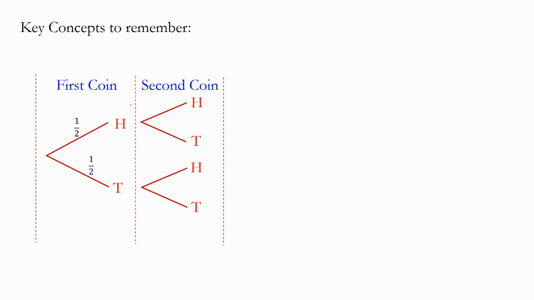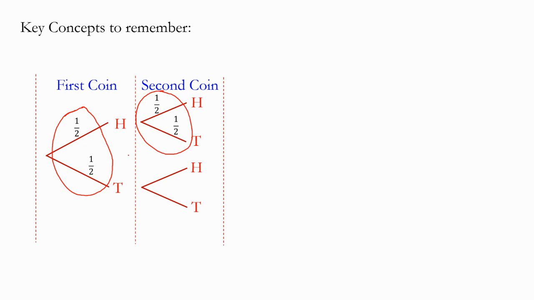I want you to take note of this. If you add these probabilities, what is half plus half? It is 1. If you add the probabilities of the branches, you'll get 1. Let's go to the second coin. The probability for heads there is also half, and for tails also half. Again, if you add the outcomes there, you must get 1.